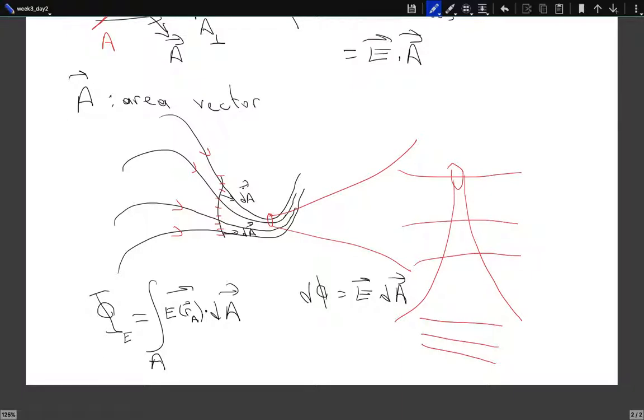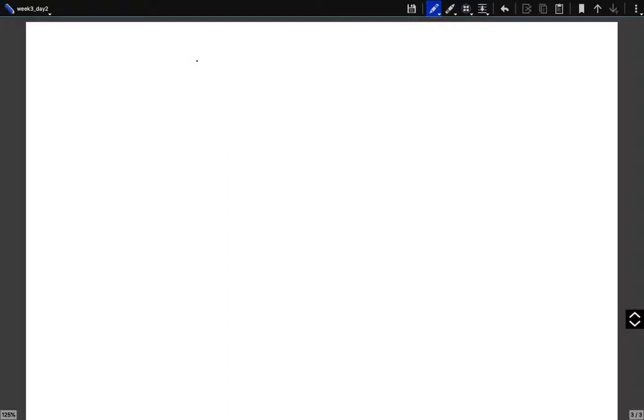Well, there's one question you didn't ask. If this is a flat area, I said that the area vector is perpendicular to it, but there are two perpendicular directions. Which one to choose? You see, this vector is perpendicular to my area, but this vector is also perpendicular to my area. I basically have a choice over there.